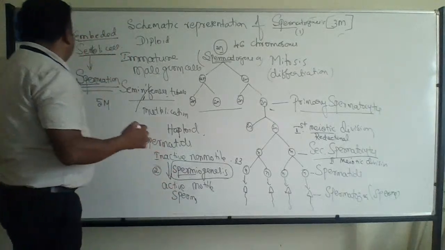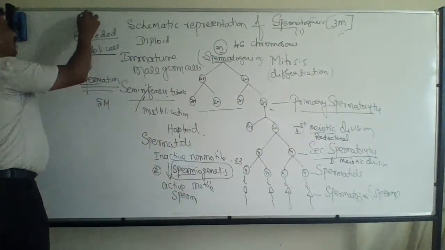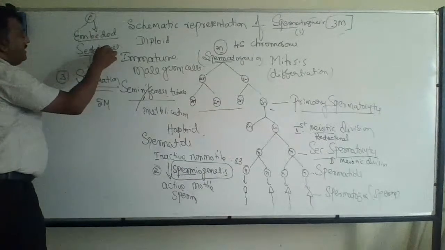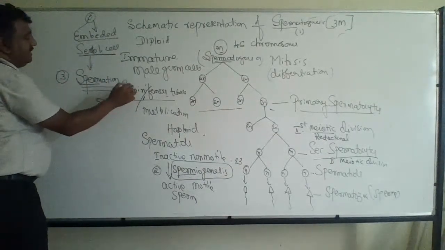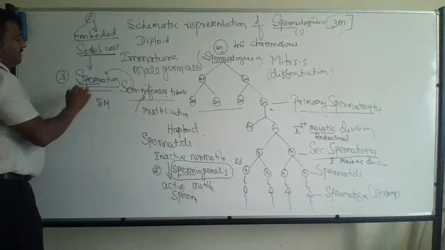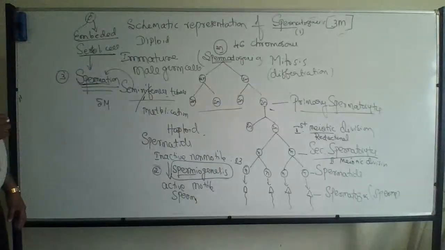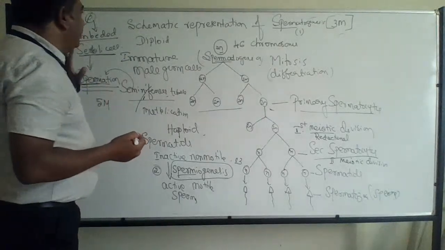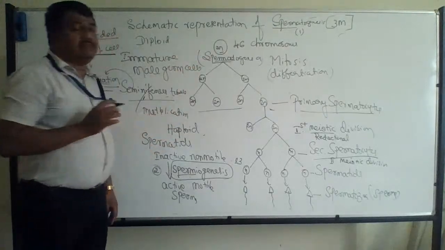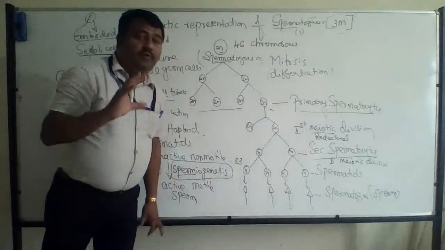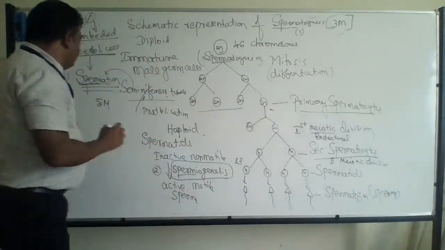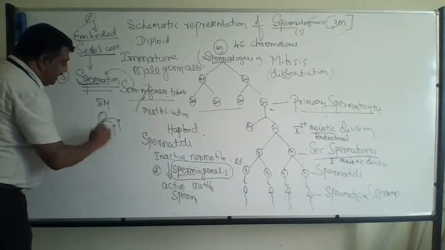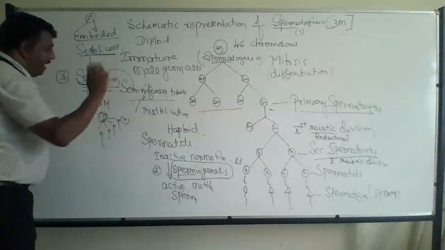Once the sperm forms, it has a sperm head. The sperm head is embedded in the Sertoli cells and gets nourishment, and finally it is released from the seminiferous tubule by the process we call spermiation. Finally, from a single spermatogonia, we are going to get 4 functional sperm. It is one diploid cell and it gives 4 haploid sperm.